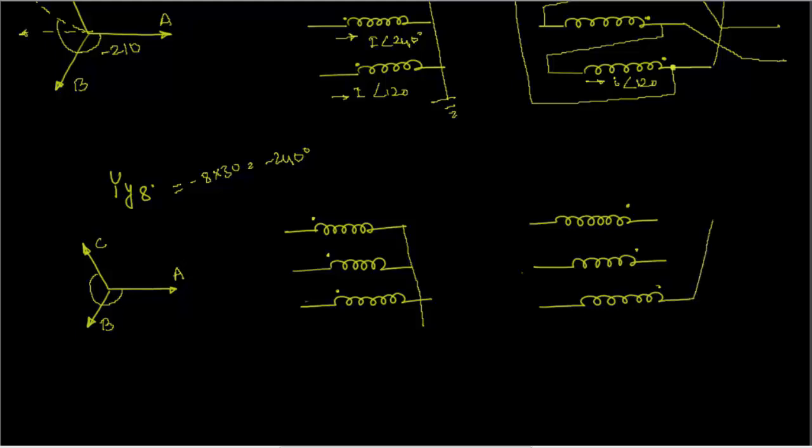So this is going to be the A phase. Then for B phase it is going to be minus 240 degrees. So this is going to be for B phase, and similarly this is going to be for C phase. So this is how the windings will be connected on the secondary side of the transformer if it is YY8.